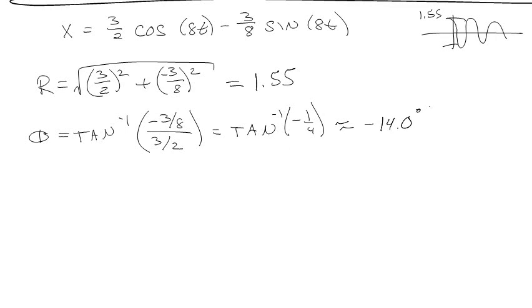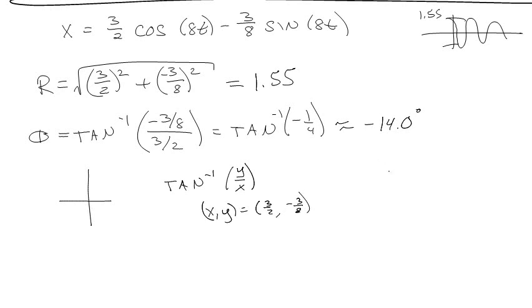Now, it's actually important to make sure that's the right coordinate system, the right quadrant, because basically what you have is the inverse tangent of y over x. So if you're doing y over x, the x, y coordinate would be 3/2, negative 3/8.